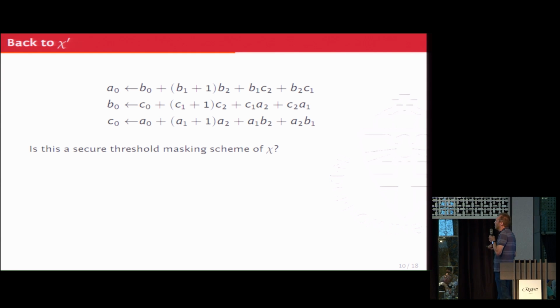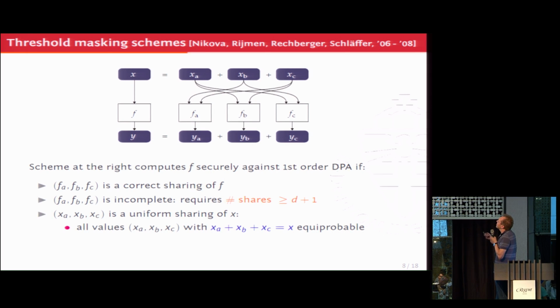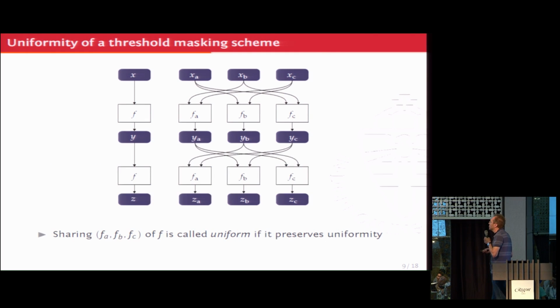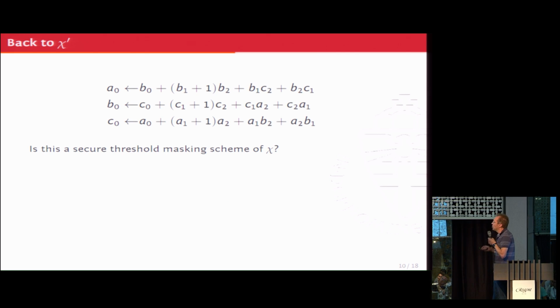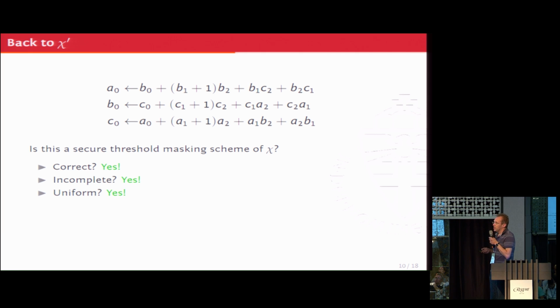Okay, so back to our Chi prime, the sharing of Chi with 3 shares, which we made up in 2010. That was 4 years after this paper. So, very nice, you would think it's okay. Was it correct? Yes, you can easily work it out, and it's correct indeed. Is it incomplete? You can see it's incomplete. Was it uniform? Of course it was uniform, maybe, because how could that not be uniform?